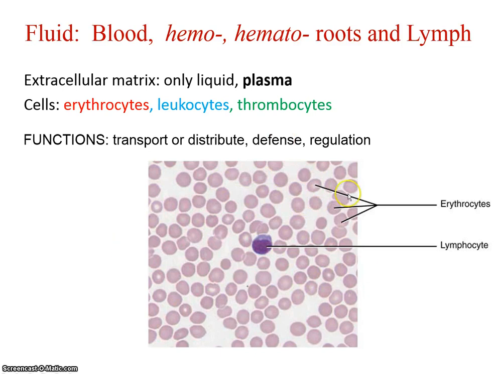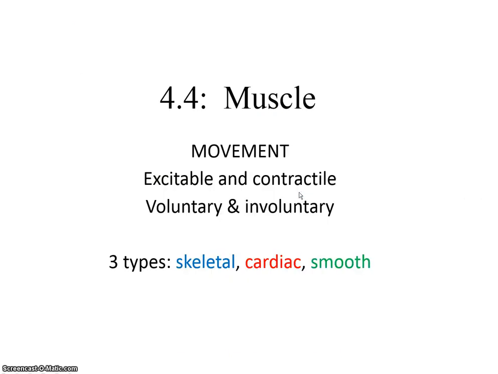Most of them are erythrocytes or red cells. This is going to move things, well, I shouldn't say move because that's muscle, right? It transports, right? It's like a river flowing through your body. So it transports. We have some white cells in here. This is a lymphocyte in this case that defend you, and they regulate things like pH and temperature.